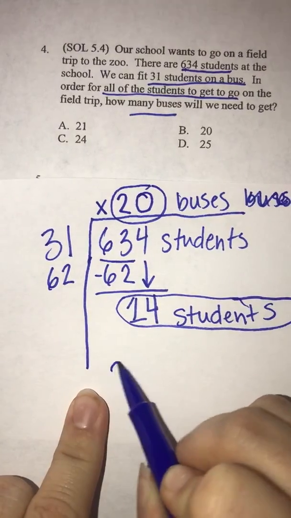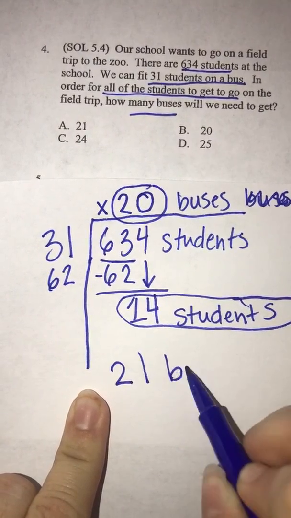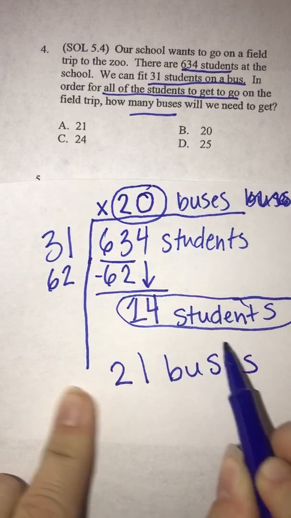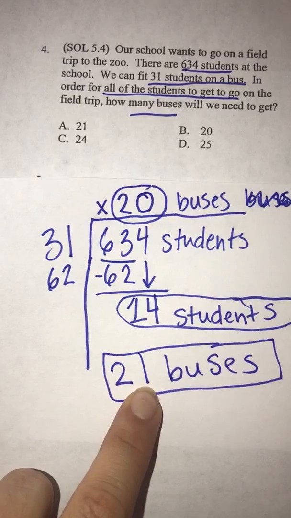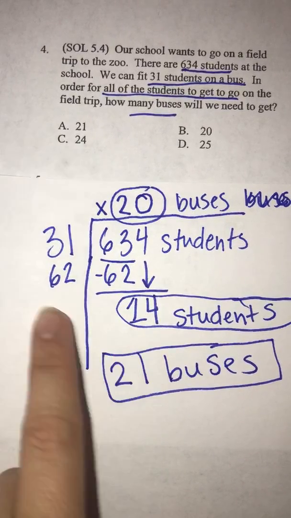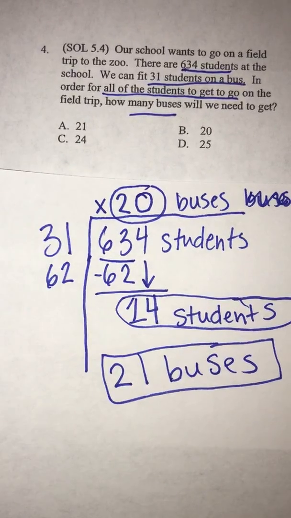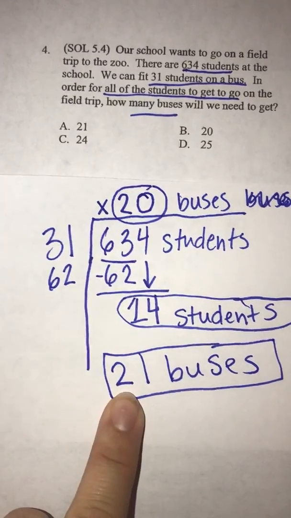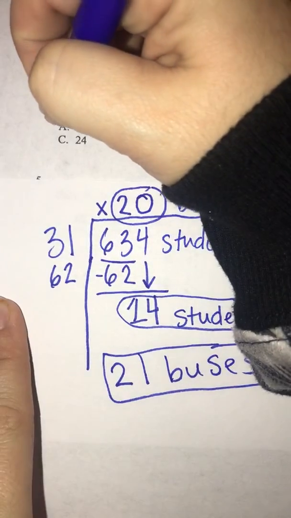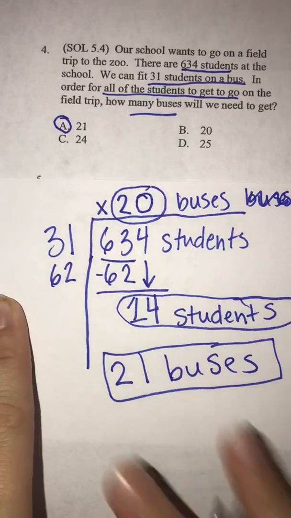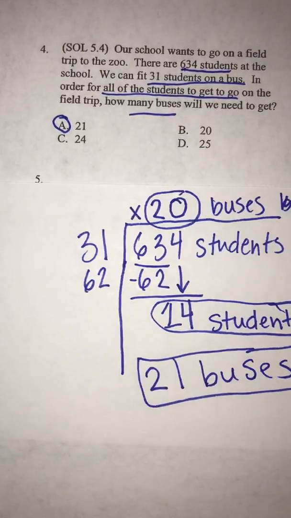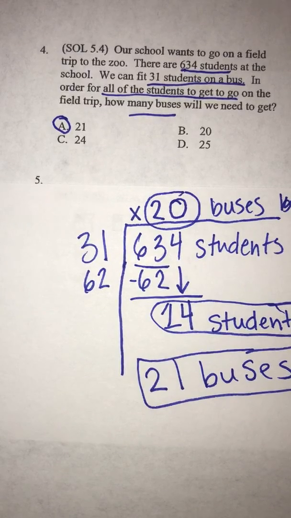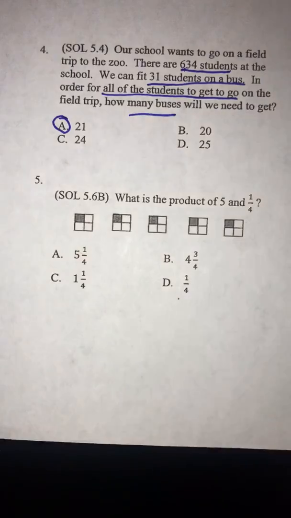So what Miss Daniel is going to do is order 21 buses, and that 21st bus is only going to have 14 kids. So it won't be filled to capacity, but the 21 buses will allow all of us to go. So instead of the answer being 20, the answer is actually 21. And I hope that made more sense than our word problem yesterday, okay?